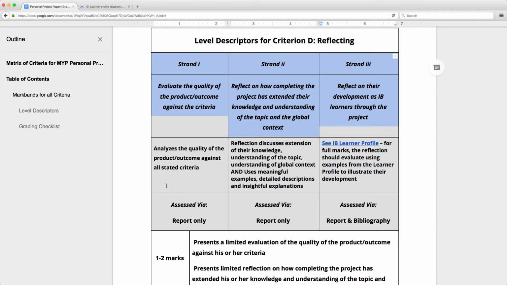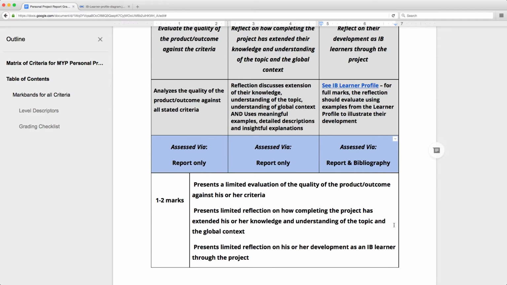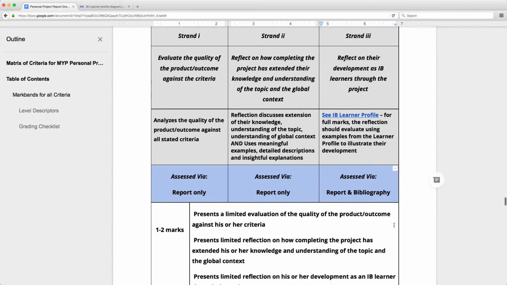You'll notice here at the bottom that the way that we get this score is mainly by looking at your report. We might look at the bibliography to see if you were a thinker or if you use the IB learner profile, but mainly this is going to come from your written or spoken reflection. So make sure that all the information that we would need to know that you did these things is available in your report. Let's take a look at each strand.